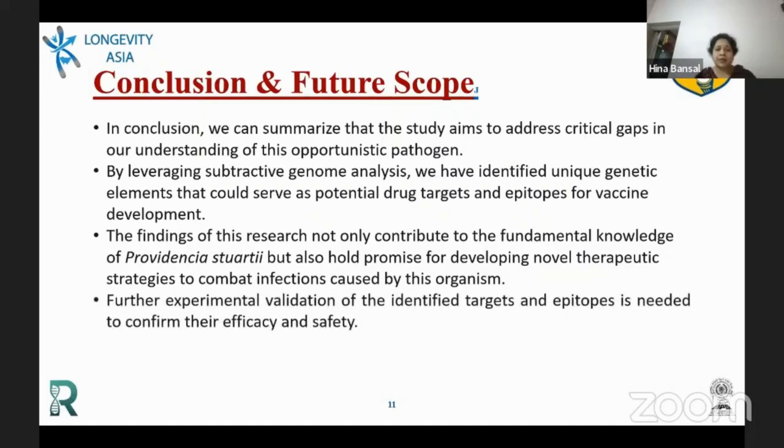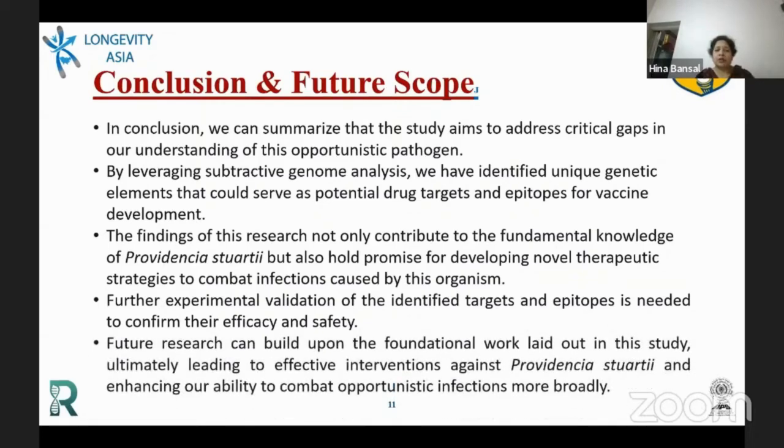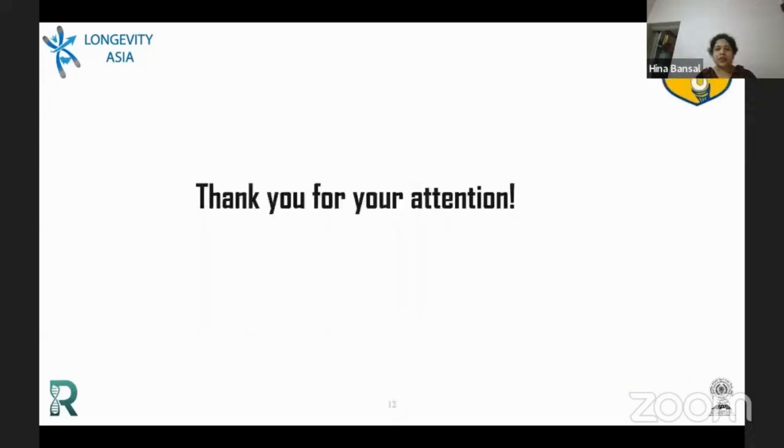Further experimental validation of the identified targets and epitopes is needed to confirm their efficacy and safety. Future research can build upon the foundational work laid out in this study, ultimately leading to effective intervention against Providencia stuartii and enhancing our ability to combat opportunistic infections more broadly. Thanks for your attention.